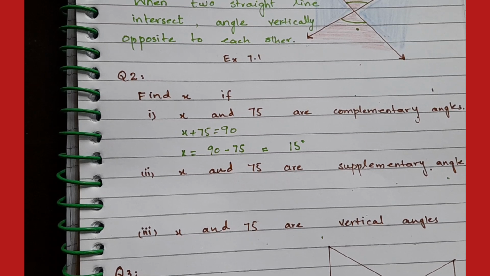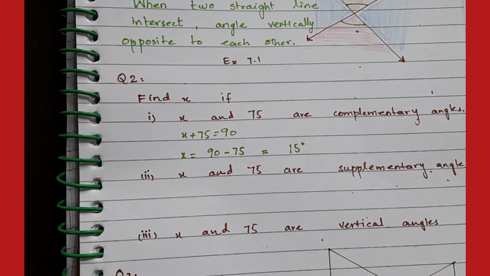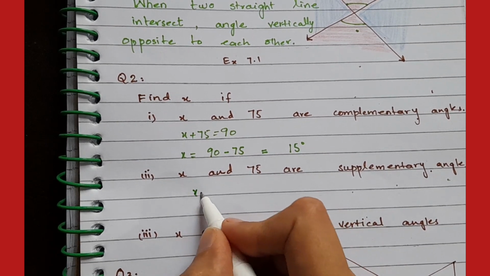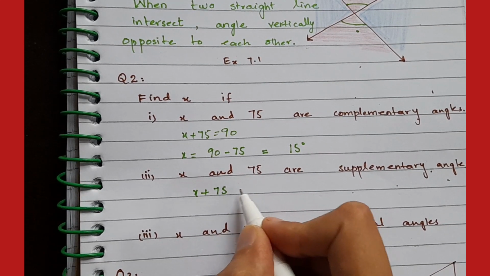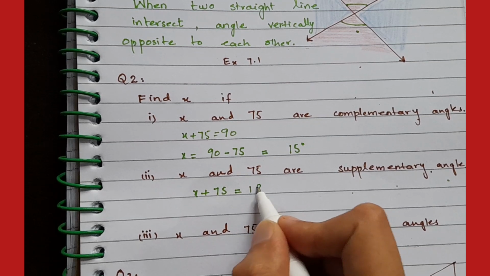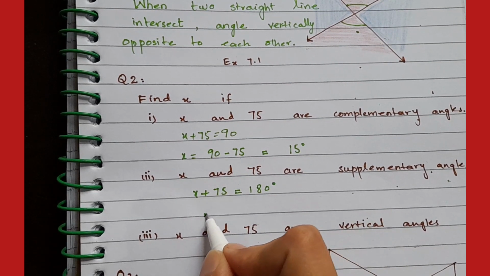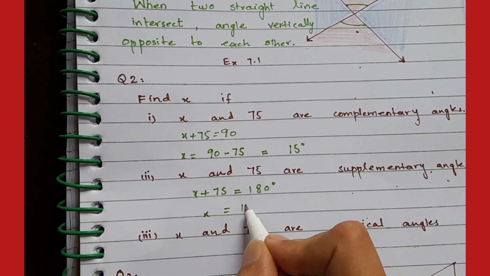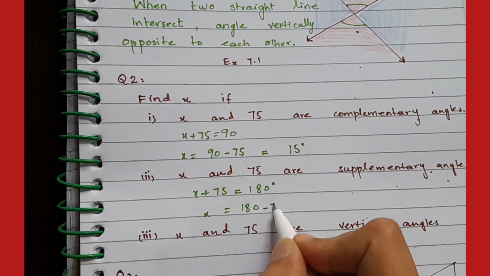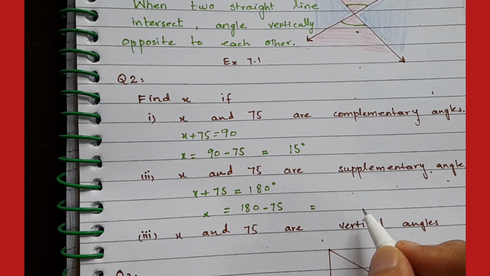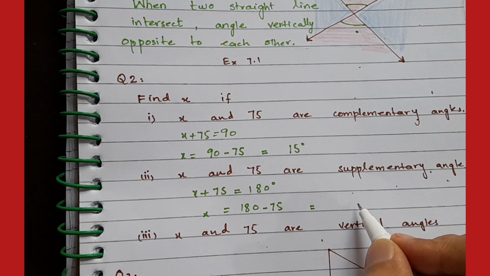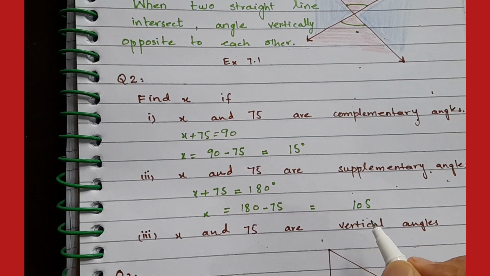Now if we say that x and 75 are supplementary angles, that means that x and 75 have a sum equal to 180 degrees, and if we want to find x, we subtract 75 from 180 and we have an angle equal to 105.